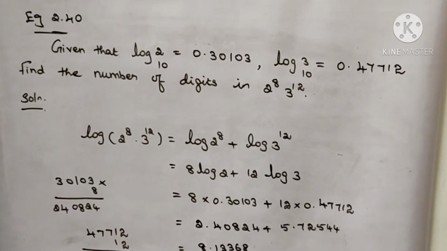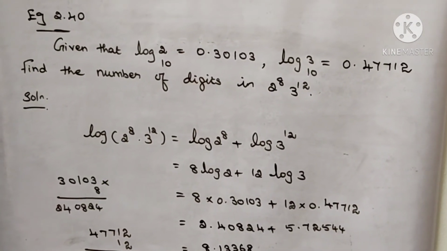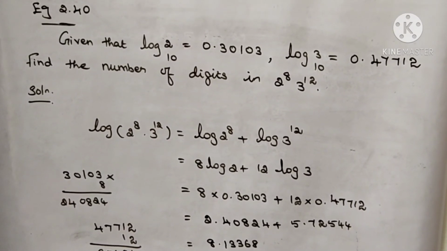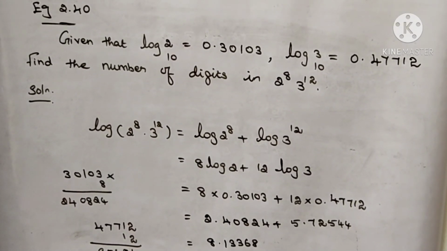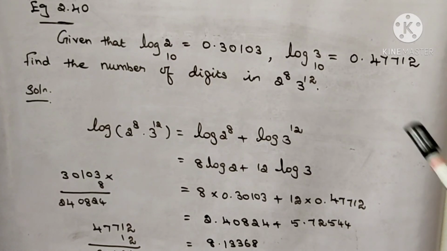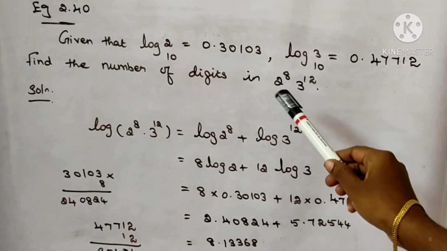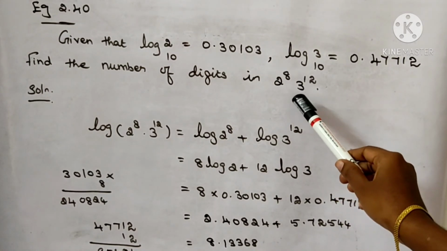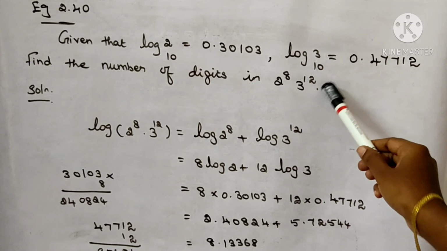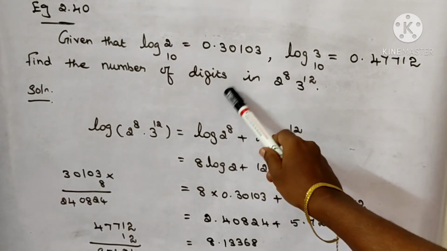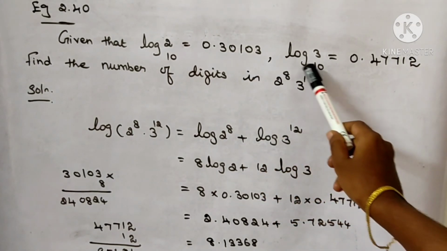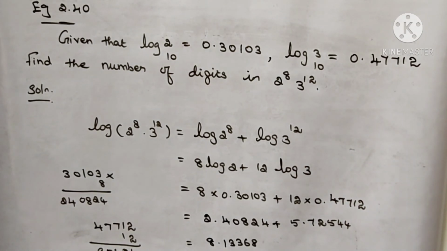The last question, example 2.40. Given that log 2 to the base 10 is equal to 0.30103 and log 3 to the base 10 is equal to 0.47712, find the number of digits in 2 power 8 into 3 power 12. You find the number of digits only. So the given term is 2 power 8 into 3 power 12.